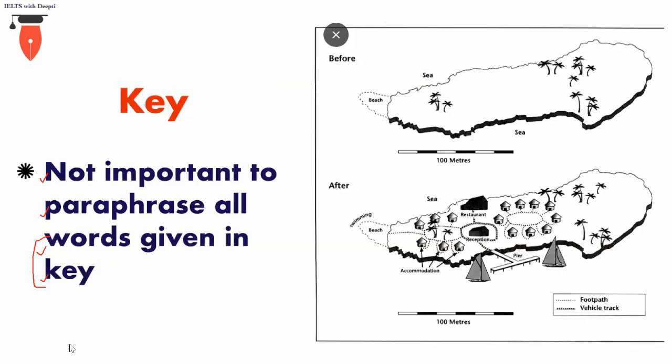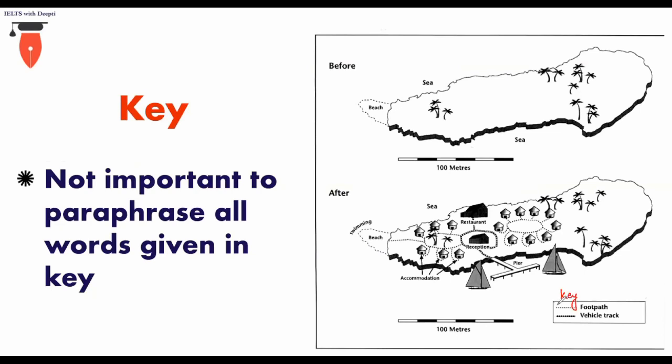Now, what is the importance of having key here? So let us understand what is the importance of having key in this task. So as I told you, this is the key, and we can clearly see that the thinner dots represent the footpath. So this is the footpath. We can see it everywhere, like on the left side also we can see, and on the right also we can see. And then we can also see a vehicle track which can be seen between the restaurant and the reception, and it is also connecting it to the pier.